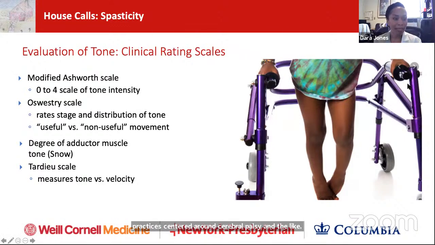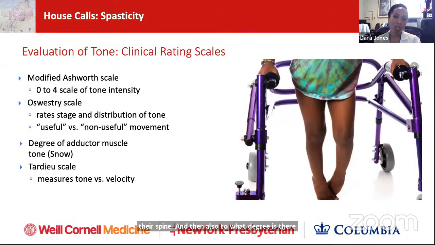So to pick up where he left off, any evaluation with physiatry is going to start with a comprehensive physical examination, looking not only at the neurologic system, but also at the musculoskeletal system. So what is the available range of motion a child may have at all major joints, and looking at positioning of their spine. And then also, to what degree is there spasticity?